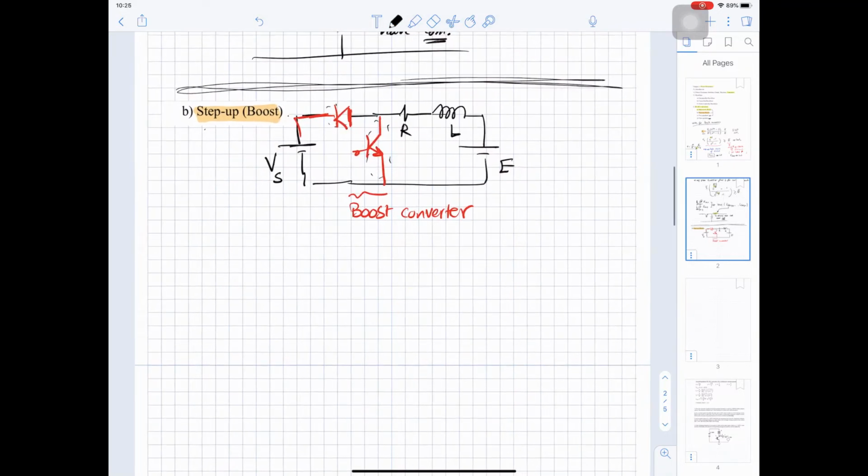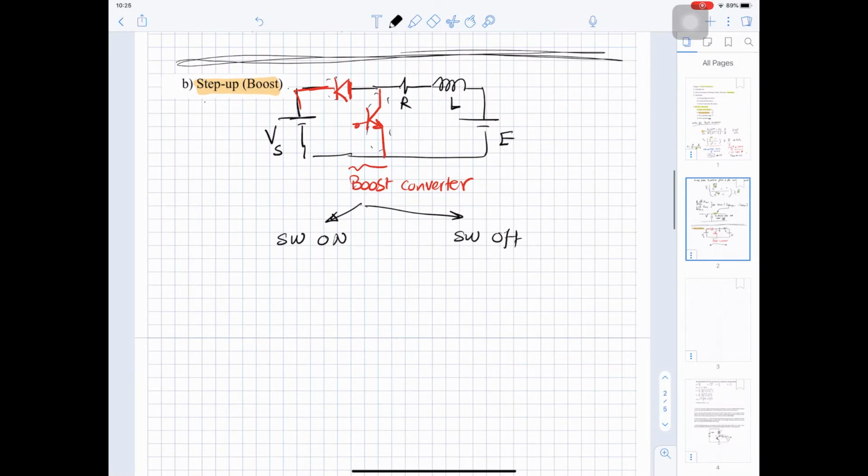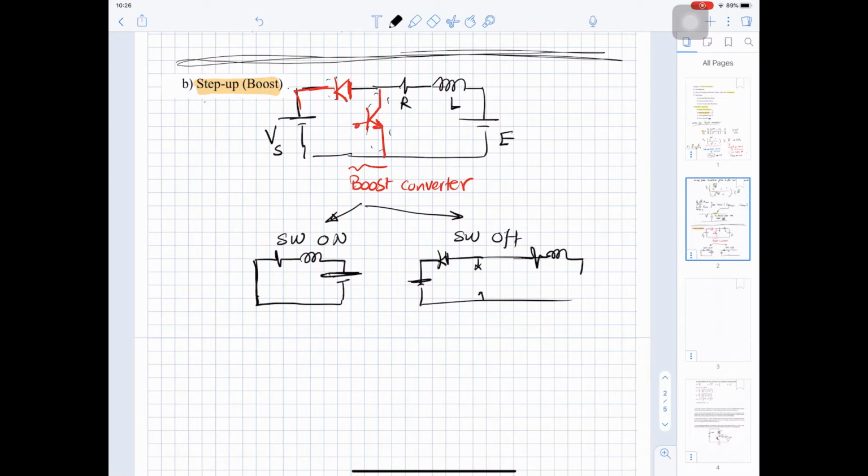So the idea for boost converter, we have two modes: when the switch is on and when the switch is off. When the switch is on, you will have a short circuit here, and when the switch is off, the diode will be conducting, and the switch is turned off, and you have this circuit. So here is R, L, E.